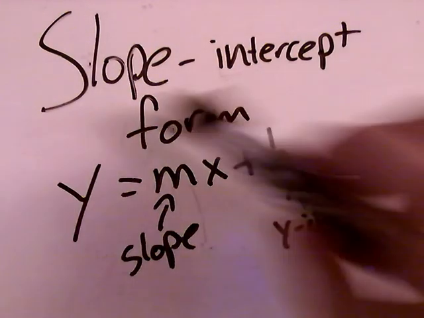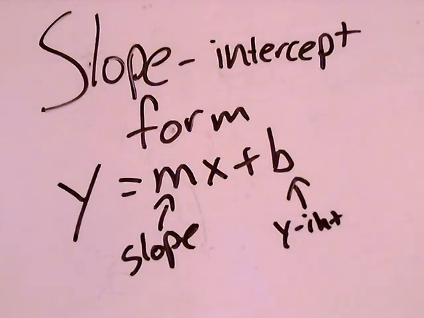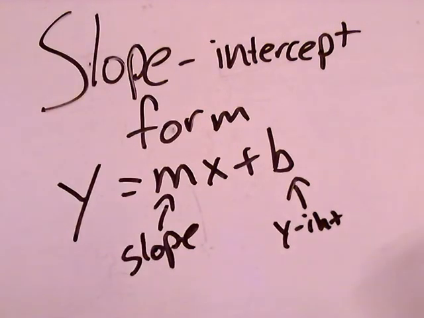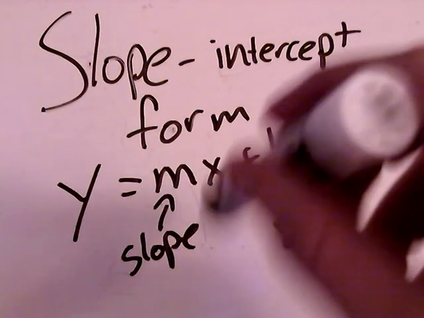Alright, so in this video we're going to talk about slope-intercept form. Now you have to keep in mind that slope-intercept form is y equals mx plus b. Now m stands for slope. We've talked about slope before.